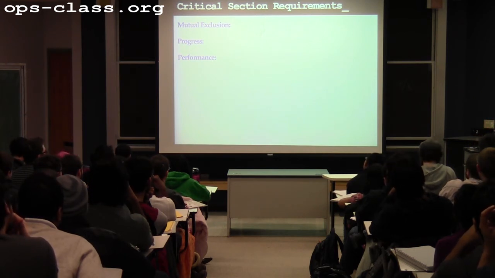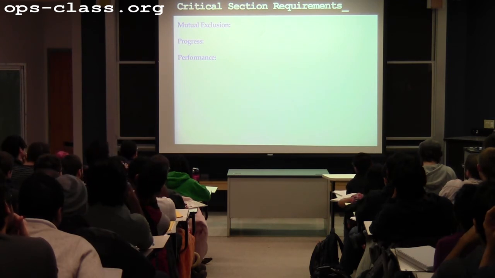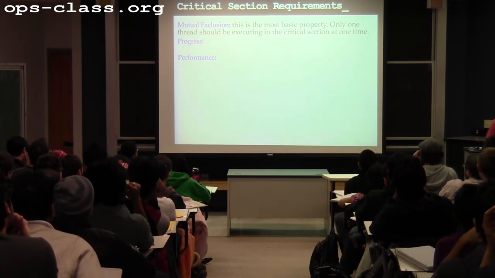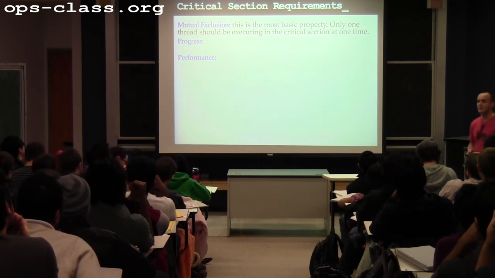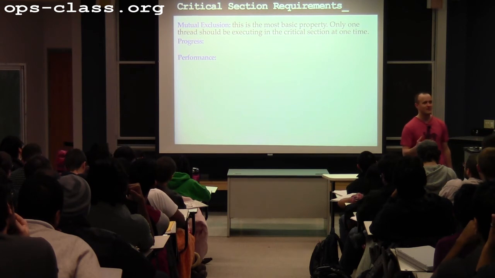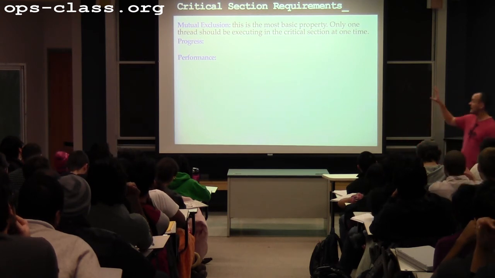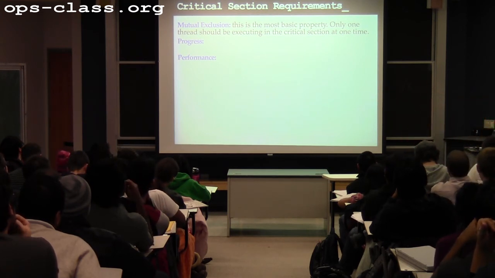So we start talking about the design requirements for critical sections. Clearly, mutual exclusion is important, right? And what mutual exclusion means is that no two threads should be able to be in the critical section at the same time, right? That's the definition. So anything that doesn't fulfill that is not going to implement a critical section, right?